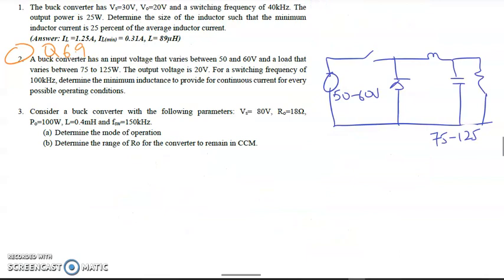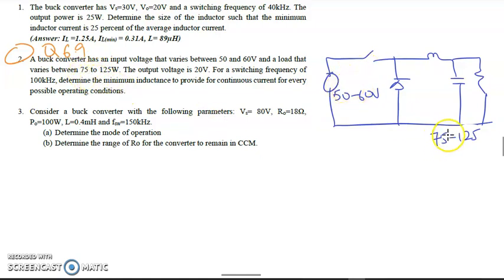Okay, next question 2, which is actually from our textbook, is similar to example 6.9. Buck converter input voltage varies from 50 to 60 volt. So we assume that this is our battery. When fully charged it has 60 volt. When the charge is depleted, it reduces to 50 volt. And our load varies from 75 to 125 watts. Let's say we put in more loads, more light bulbs, so the power increases to 125 watts. If we reduce the load, we switch off a few bulbs, so it reduces to 75 watts.